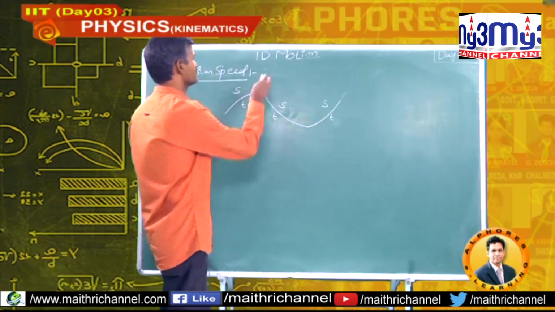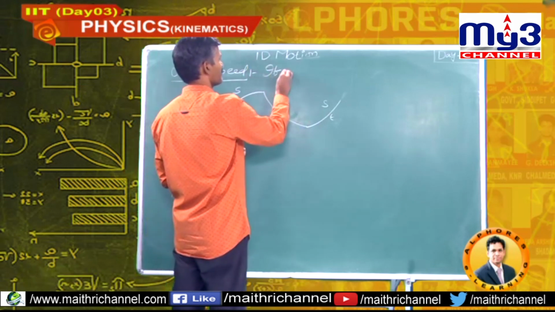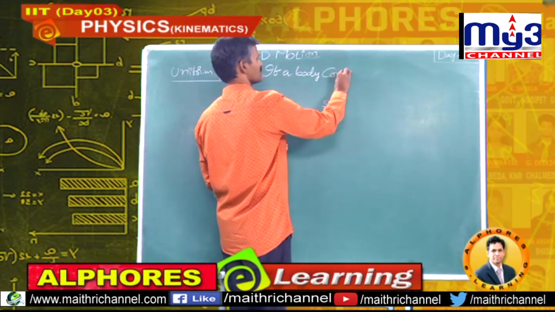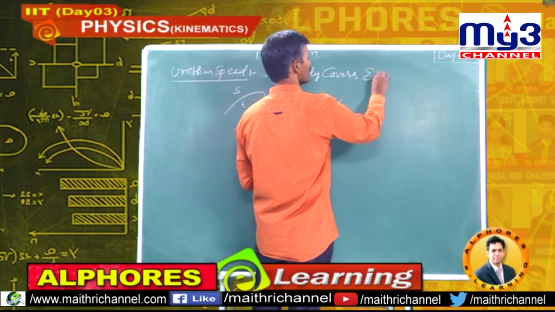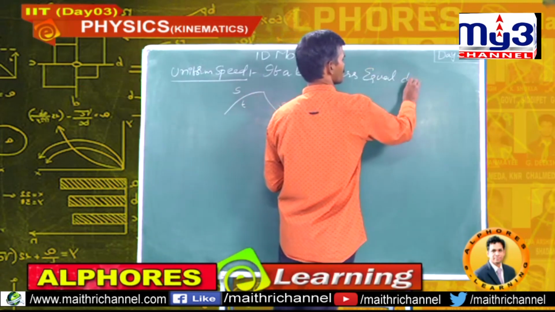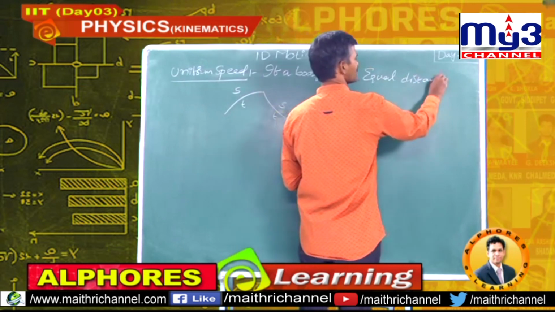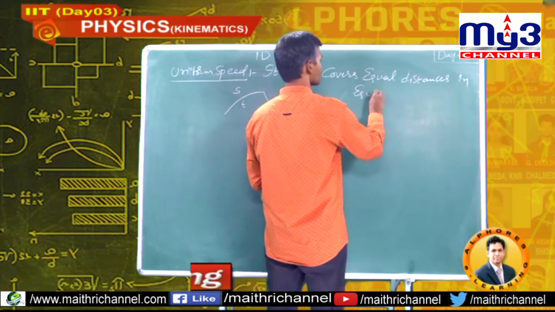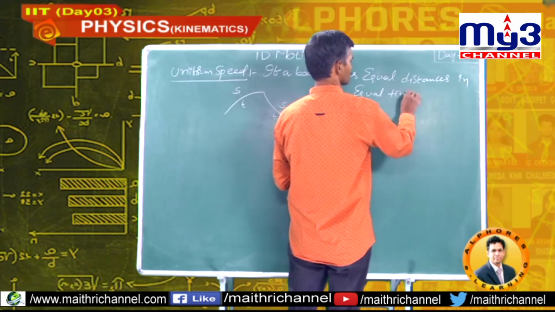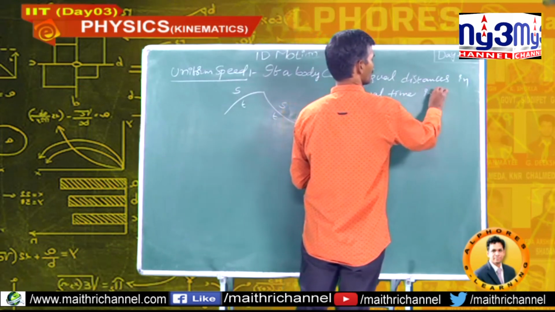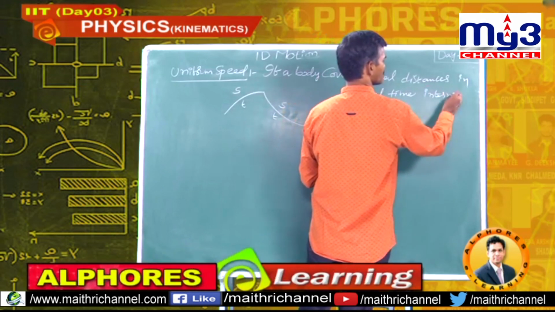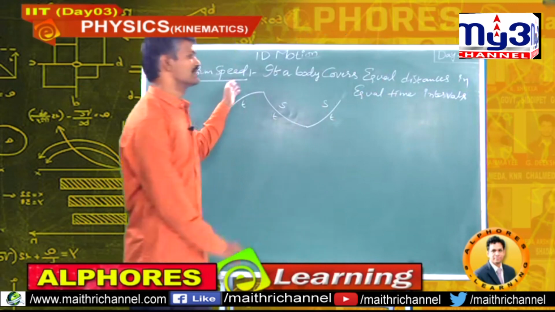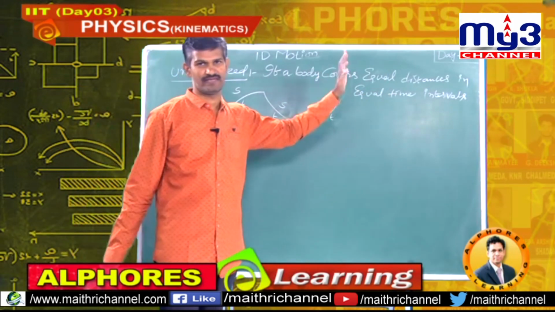What is the basic definition? If a body covers equal distances in equal time intervals, then that body is said to be in uniform speed.